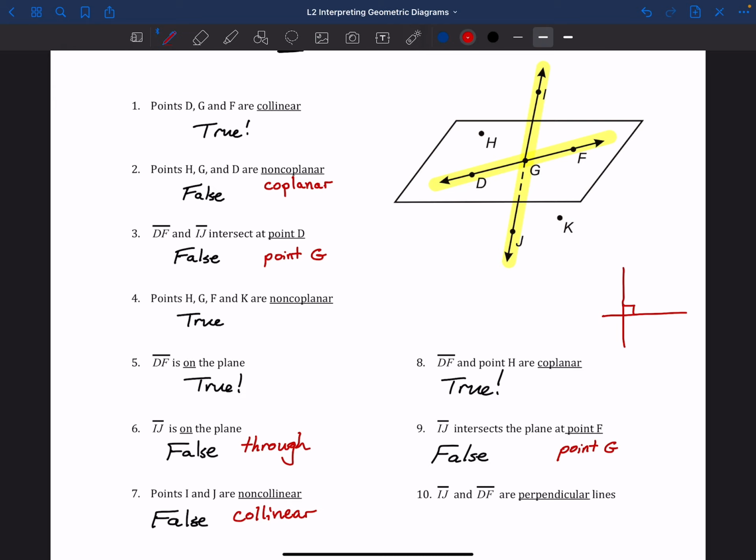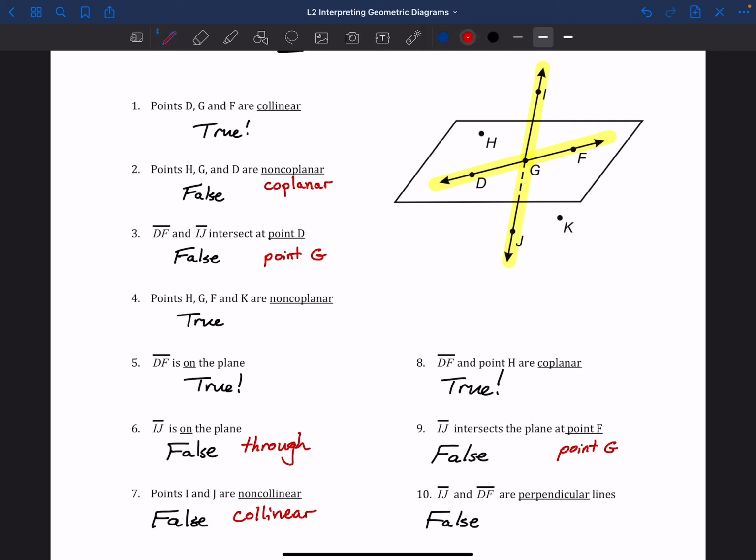So if it doesn't have that, I can't tell if two lines are perpendicular, right? Even if they look like it, just like that, they're not perpendicular until I have that little marking in there, right? So as I'm looking at it, I don't see that little marking, right? So I cannot say that they are perpendicular lines. I'm going to have to say that that's false.